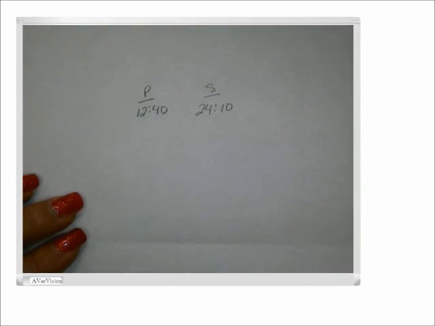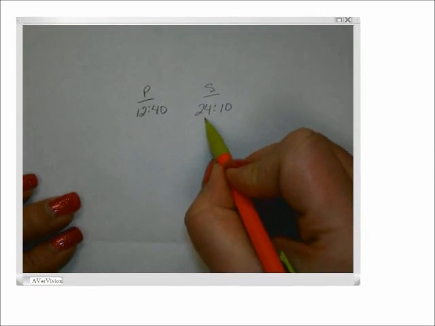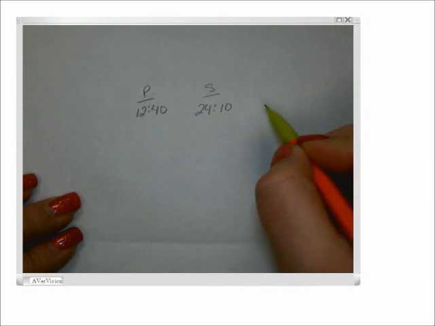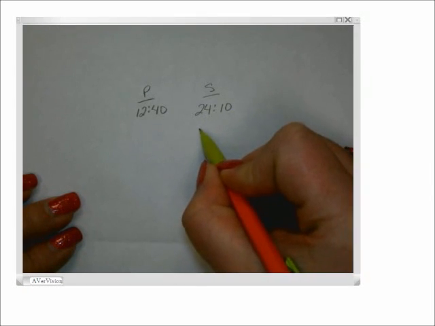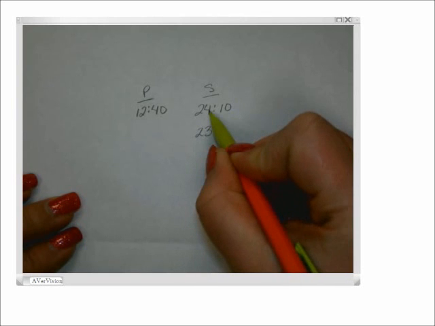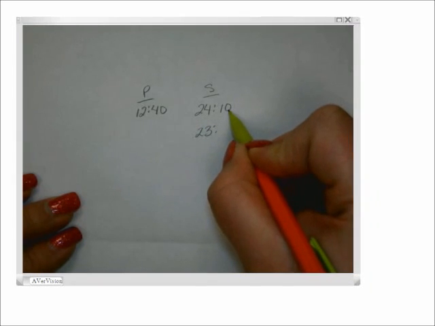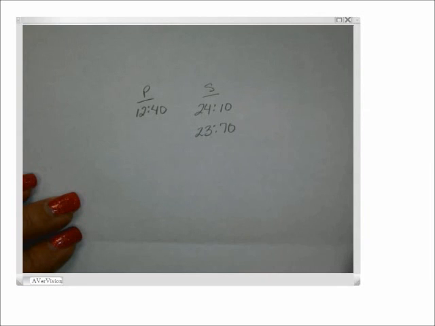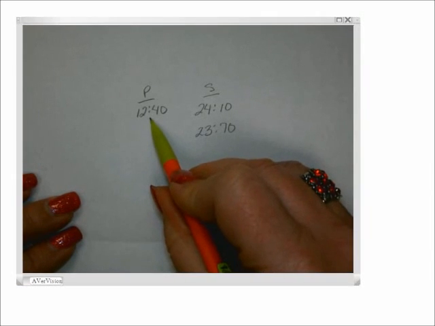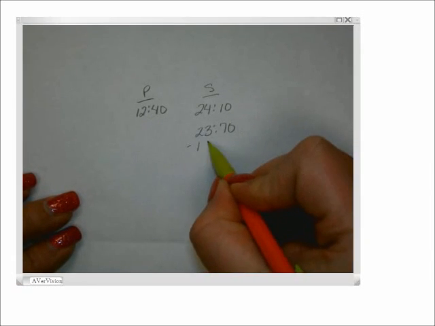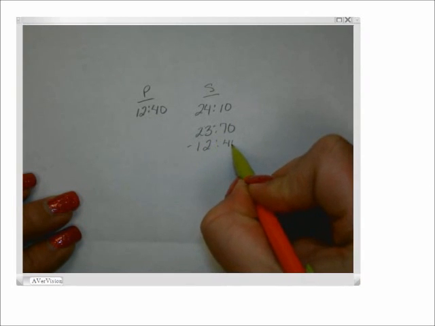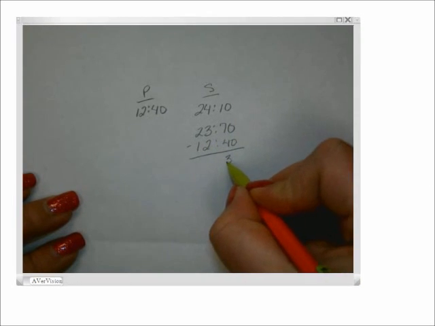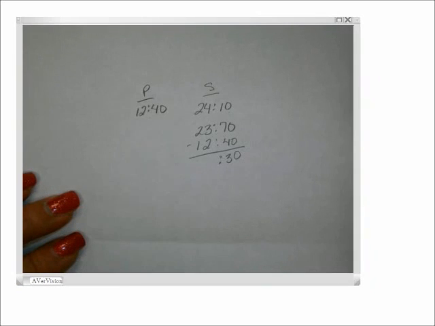A really simple way to subtract this is to turn this number into 23 minutes. So we're taking away a minute and adding 60 seconds here. So it'll be 70 seconds. And that will be easier for us to subtract this number from it. So we can take away 12 minutes, 40 seconds. So the difference in arrival times then is 11 minutes and 30 seconds. This number then can go in your data table.